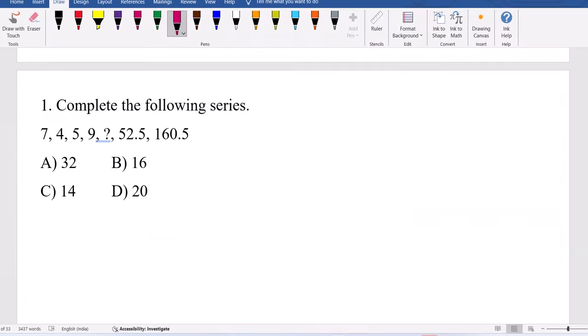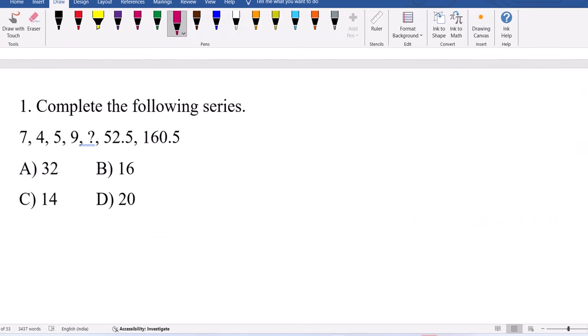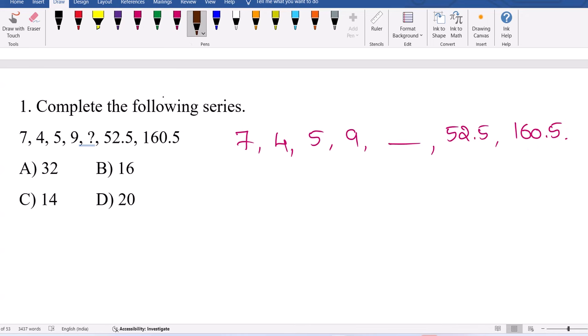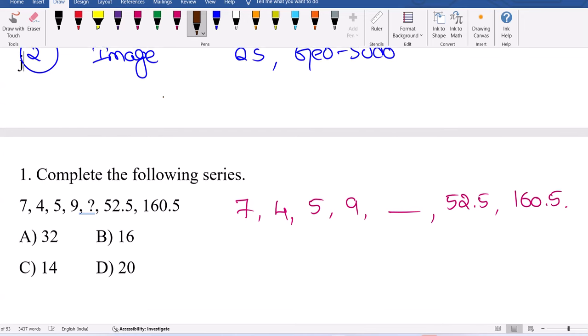Okay, series related question. If you focus on the series related question, we have to find the missing term: 7, 4, 5, 9, some missing number. This is related to abstract reasoning. We're discussing two sections together. So let's see about this question. What is the missing term here?